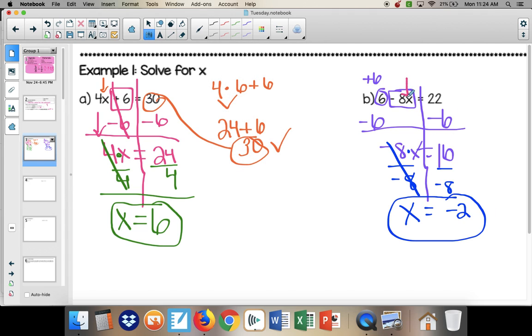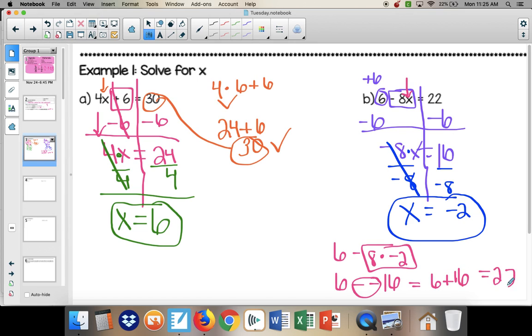So where I see the x, I'm going to replace it with negative 2. 6 minus 8 times negative 2. 6 minus, well, 8 times negative 2 is negative 16. I have two negatives, which means I'm really adding. So 6 plus 16 equals 22. Does this number match that number? It does, so we have it correct.